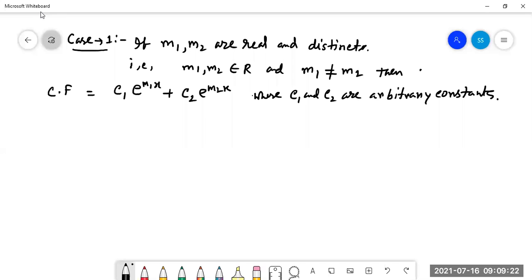where C1, C2 are called the arbitrary constants. We have to remember this, right? This is one of the formulas. Now case 2.